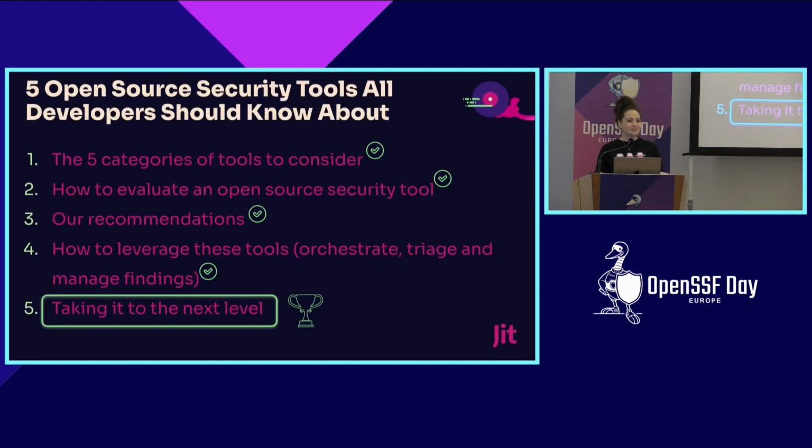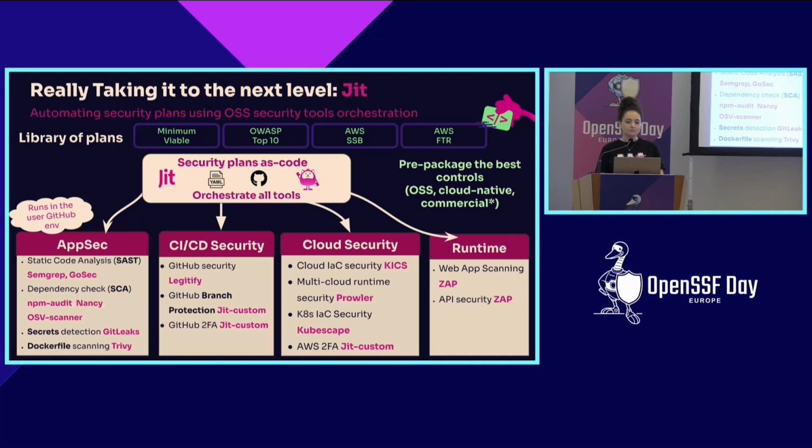Now, as I promised, for the grand finale, let's talk about taking it to the next level, because if you really want to take it to the next level, JIT can help you do that. We use it on ourselves, so we're speaking from experience. You can do everything that I just talked about, including handling those challenges, literally at the click of a button. We codify security plans and we automate them. Our engine orchestrates prepackaged open source, commercial, and cloud native tools to cover your entire environment. We're providing you with a one-stop shop for your entire product security at the tip of your fingers, including, of course, the success KPIs that we've mentioned.